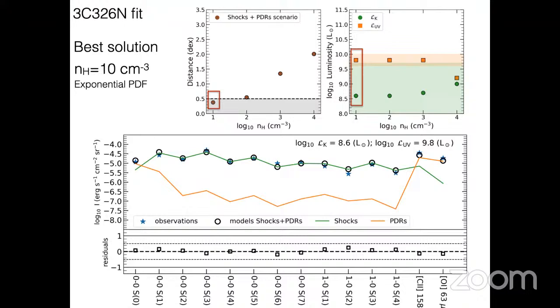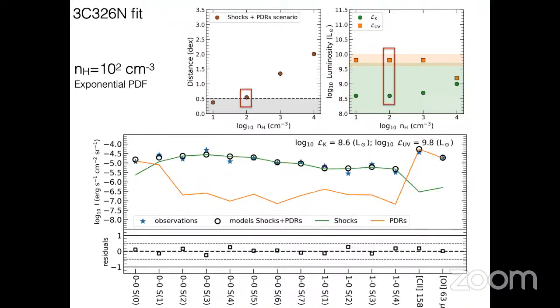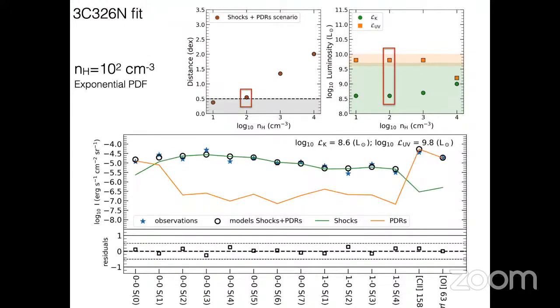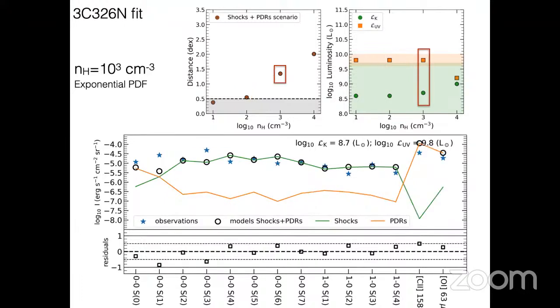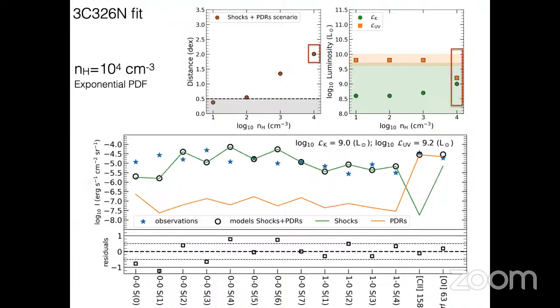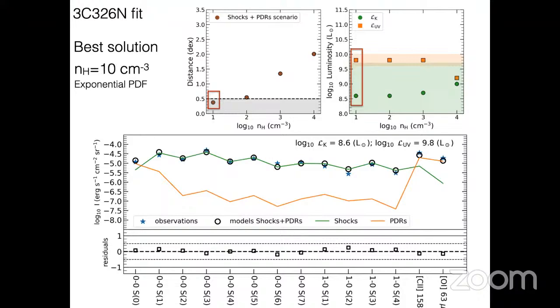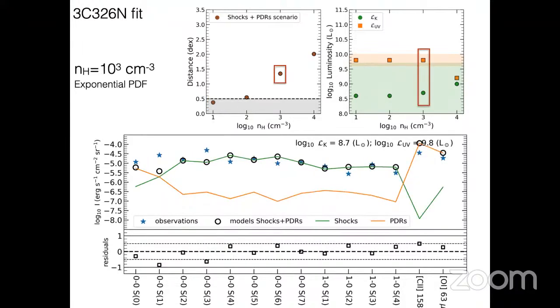So a tiny fraction of the mechanical energy of the jet can actually come out in H2. And you see here the results for different densities. As you go up in densities, it's still acceptable for a density of 10 to the 2, not bad. But as you go up in densities, the fit starts to be really bad. And this is a distance index. So 0.5 means that you reproduce all the lines by less than a factor of 2, which is quite good, actually, given the number of lines.